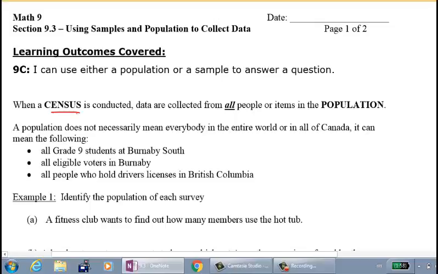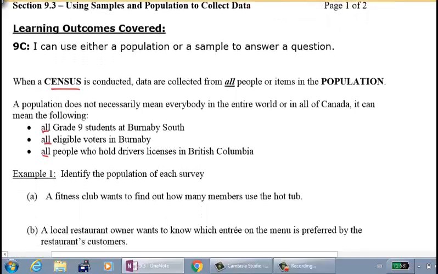So I think in Canada we do a census every 10 years. Now, a population does not necessarily mean everybody in the entire world, or even all of Canada, or all of BC. It can mean something like this: all the grade 9 students at Burnaby South, or all eligible voters in Burnaby, or even all people who hold a driver's license in BC. So the key word is this word, all, but it doesn't have to be everyone in the world. It's just everyone in a specific group.